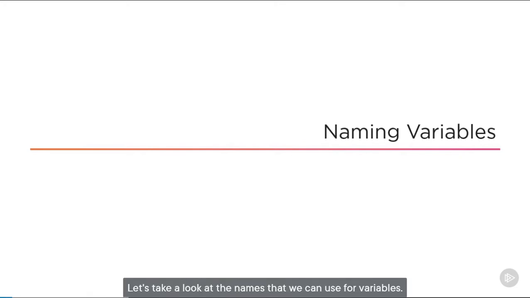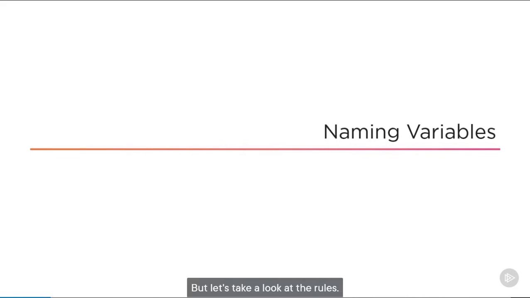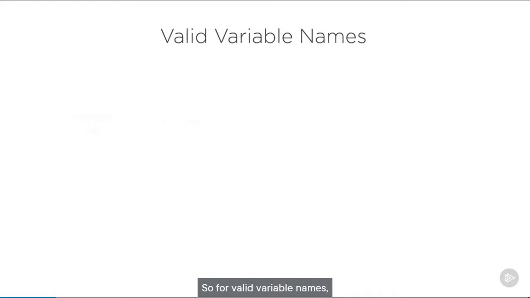Let's take a look at the names that we can use for variables. We can pretty much use any word as long as it's not a keyword, such as let. Let is used to declare variables, and if we try to create a variable named let, that would be very confusing, and JavaScript will give us an error. But let's take a look at the rules.